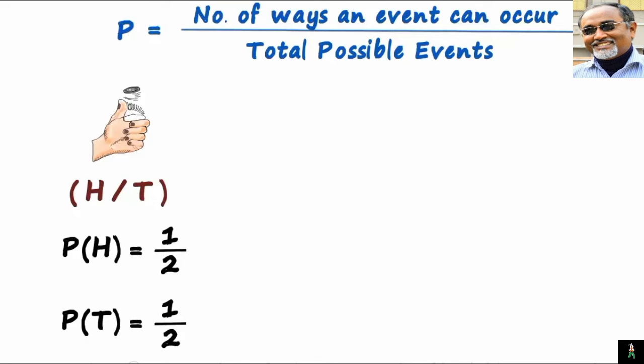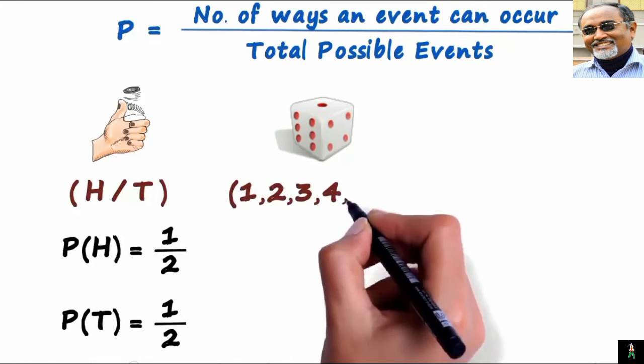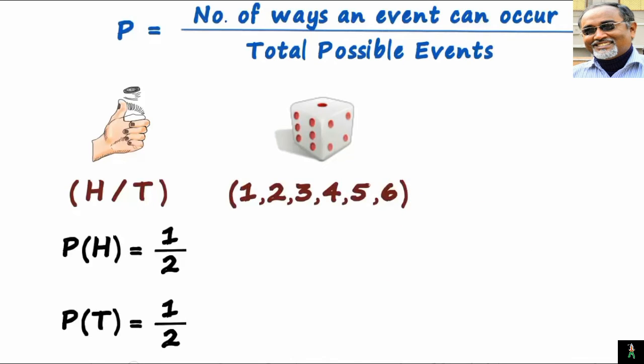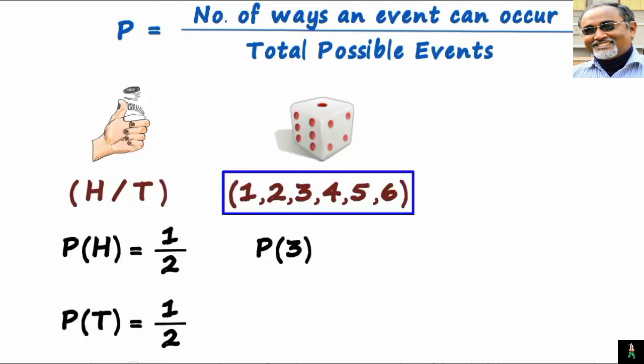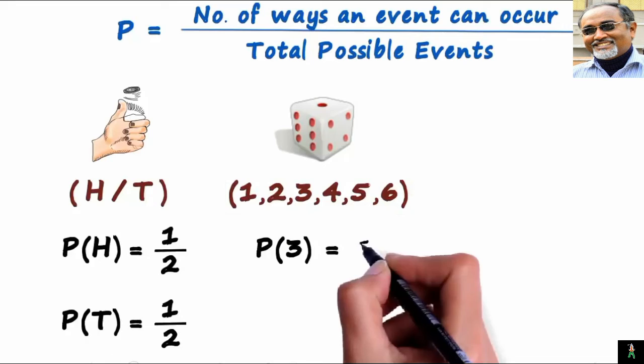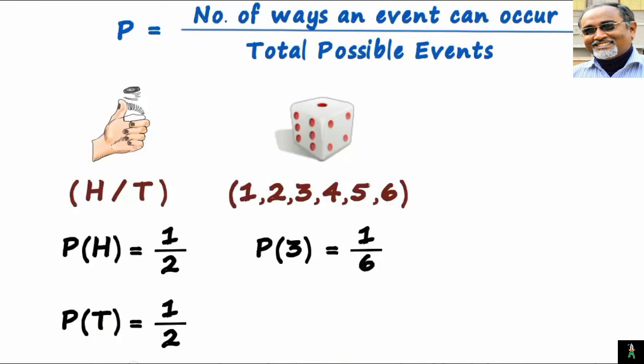Now let's look at the case of a fair die. If we roll a fair die, it will land one of these 6 numbers. What is the probability that the die will land a 3? This one's easy. There's only one way in which we can get a 3. And there are a total of 6 possibilities. The probability of getting a 3 at the roll of a die is 1 over 6. It's slightly on the lower side.